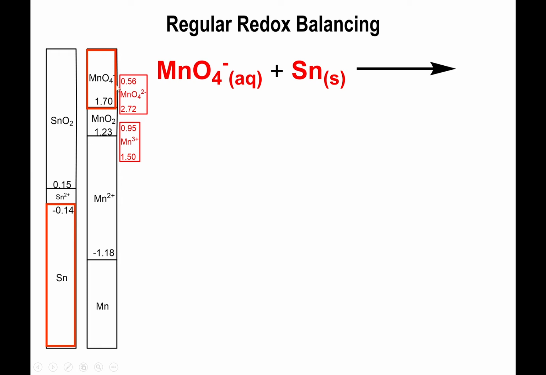So the possibility of manganese stopping at manganese 4 oxide and tin stopping at tin 2 plus is not an option, because those two don't overlap with each other. On the other hand, tin turning into tin 4 oxide and manganese stopping at manganese 4 oxide, that could work because they overlap. But at the same time, manganese going all the way down to manganese 2 can still overlap with tin 4, but it also overlaps with tin 2. So in the absence of extra info, it's not exactly clear where you would end up.